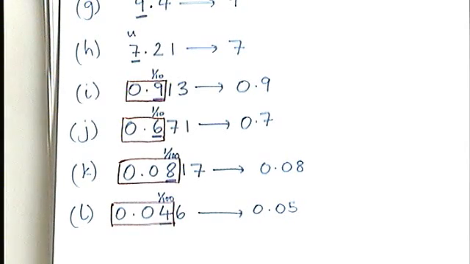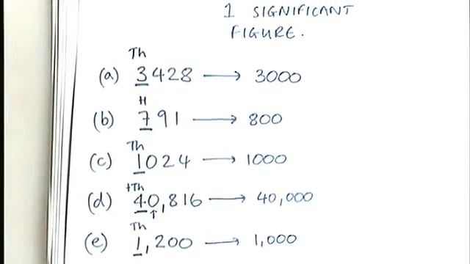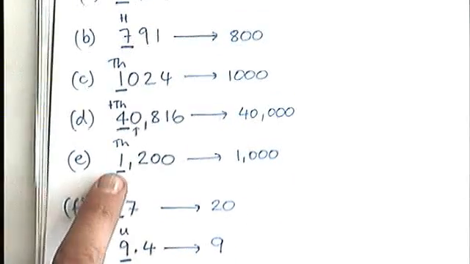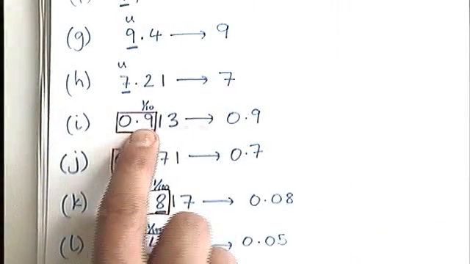So I guess the key points of rounding to one significant figure are: find your first significant figure, your first non-zero digit. If you look here in all these questions, I've underlined it every time. The first non-zero digit of your number. And then simply round to that accuracy. So if the first non-zero digit is in the thousands column, round to the nearest thousand. If the first non-zero digit is in the tenths column, round to the nearest tenth.